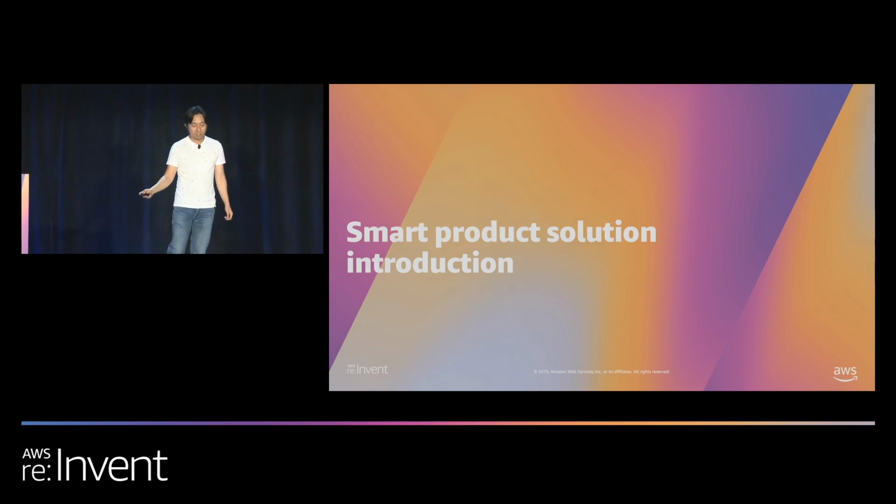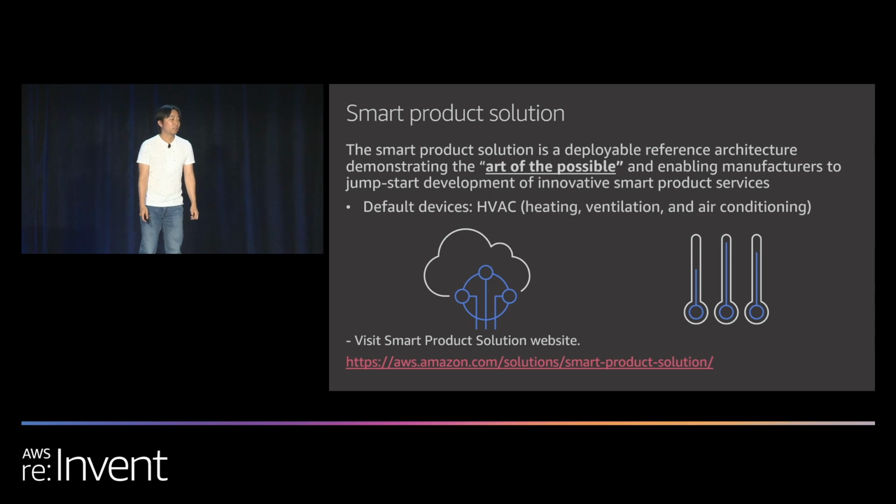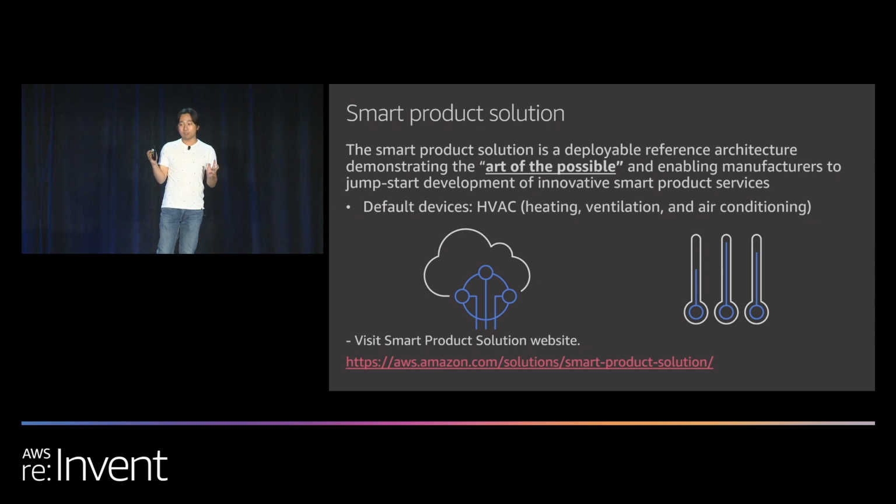So let's see what is smart product solution. A lot of customers ask that AWS has a lot of services, but they don't know how to integrate them to build their own smart product solution. That is why we built this solution for the customers, so that the customer can refer to the smart product solution architecture easily and customize it to fit into their production environment.